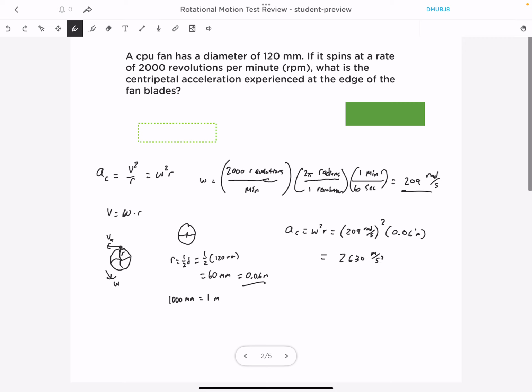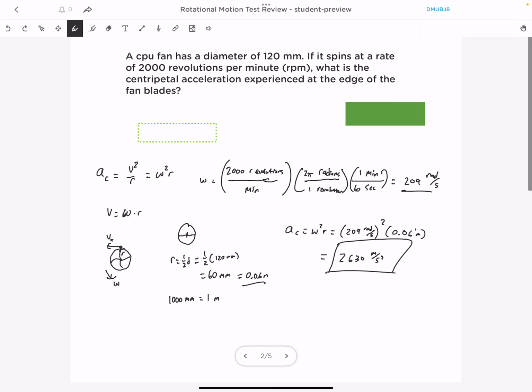Now, if that seems like a large number, that's because it is. And that kind of just shows you just how fast a CPU fan actually spins. I believe when they design the fans, they have to actually account for the fact that the fans are going to stretch a little bit. Because they're spinning so fast and the G-forces that the fan blades experience, they have to be pretty precisely manufactured to account for the fact the fans are going to actually bulge out a little bit from all that centripetal acceleration they're experiencing. And we got to make sure it doesn't wobble, right? Because if it has any sort of wobble to it, then the fan would kind of rip itself apart. So yeah, 2,630 meters per second squared.